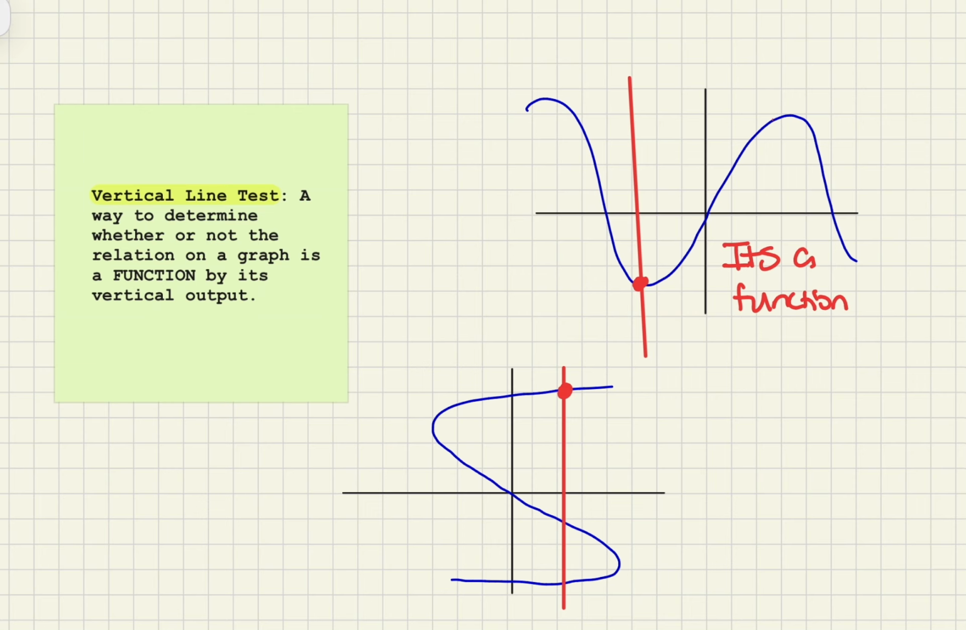And we can see in this example below that the relation hits 3 points on our vertical line. Therefore, this is not a function.